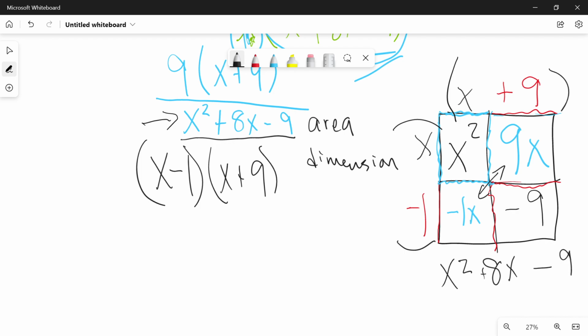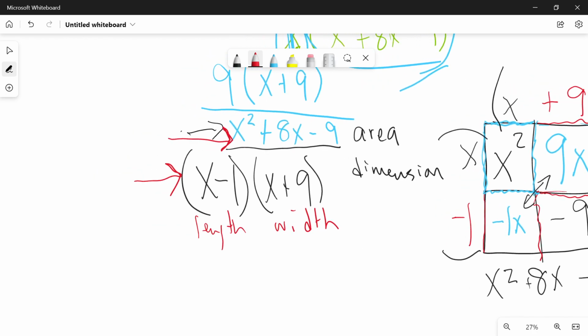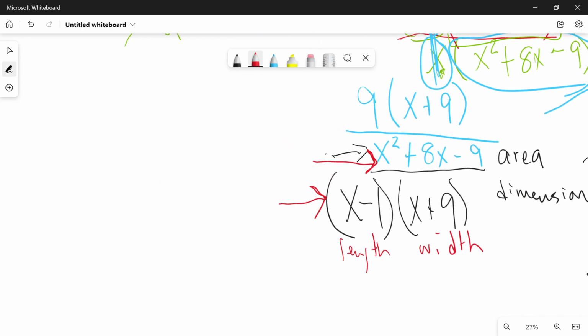All right, so these two things, this right here, let me get this in blue, which is the area, is equivalent. It's the same thing as these dimensions, right? This would be the length, and this would be the width, or vice versa. It doesn't really matter. But if you multiplied this length times this width, you would get that area. So that's what we call factoring, right?